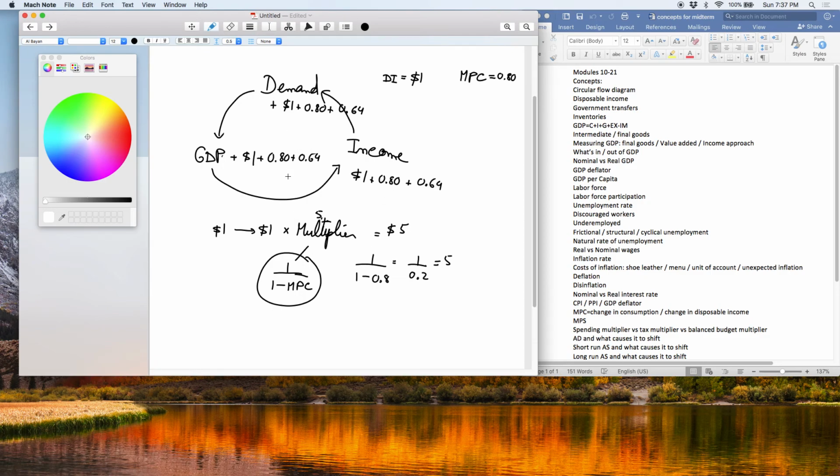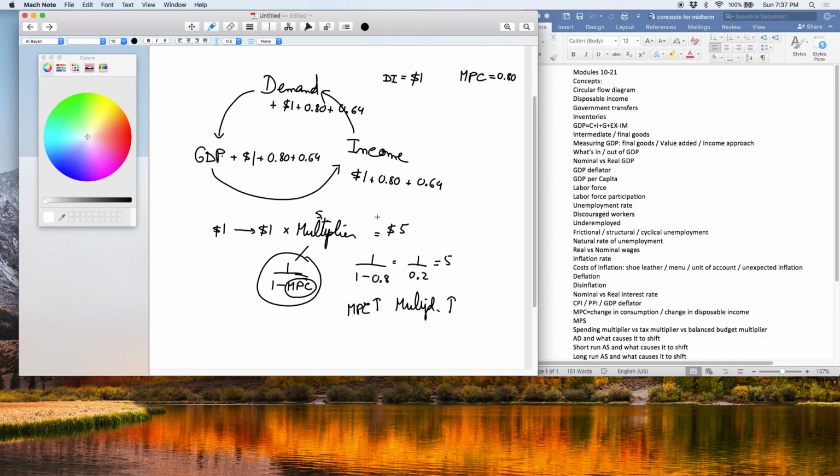Now, incidentally, with respect to the multiplier, the bigger the MPC is, that means each time you're going around the circle, you're spending a bigger portion of the money that's created, and the multiplier gets bigger, right? So when the MPC gets bigger, the multiplier gets bigger. Okay, and when the MPC is smaller, the multiplier is smaller.